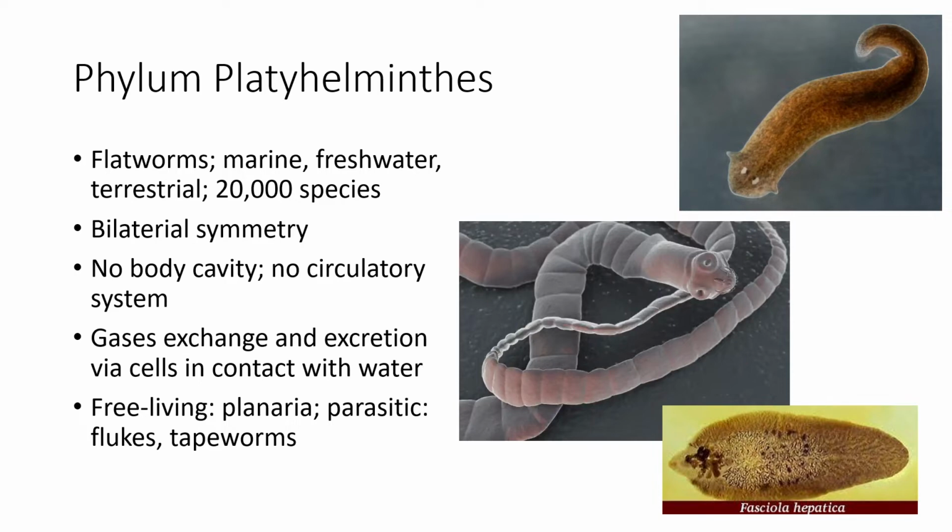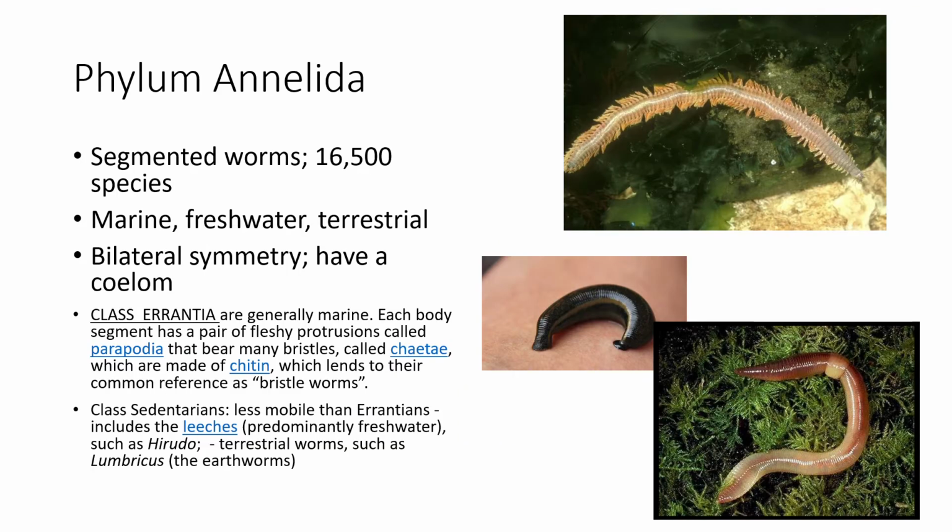So basically you just have direct contact with its environment, whether it is terrestrial, marine, or freshwater, as far as the exchange of gases as well as excretion with that contact. You have free living, like Planaria. That's the most well-known flatworm. You also have parasitic, like flukes and tapeworms.